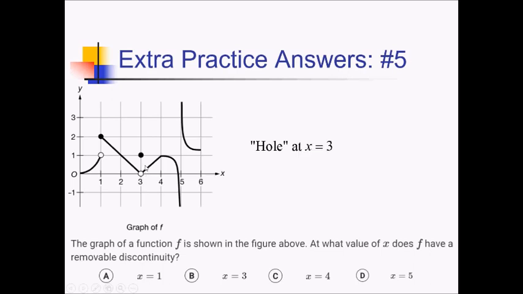I'm just quickly looking at the other answer choices. 4, right here, that's not a hole, that's a continuous spot. And 5 looks to be an asymptote, so then choice B, x equals 3, is what we need here.